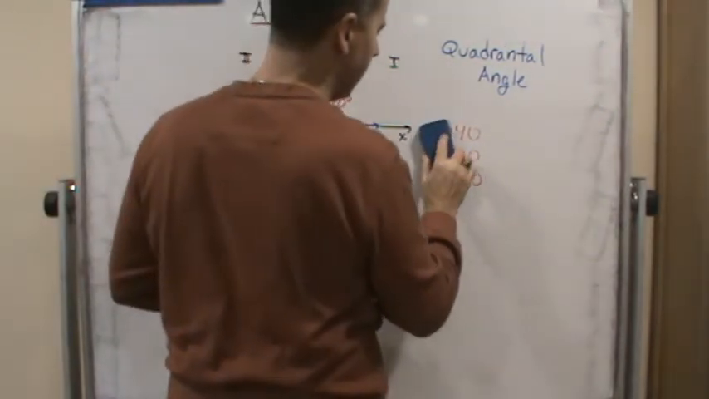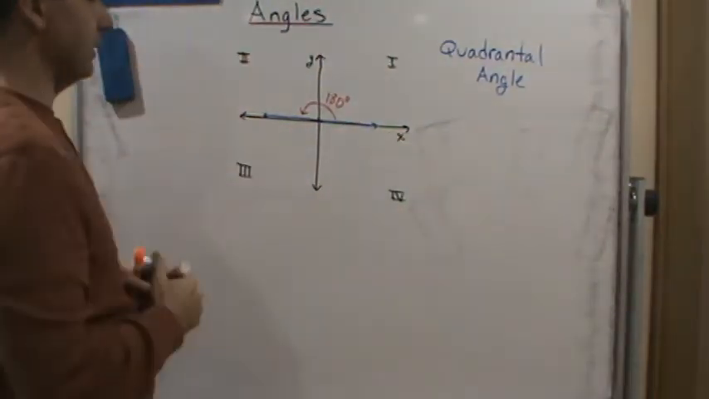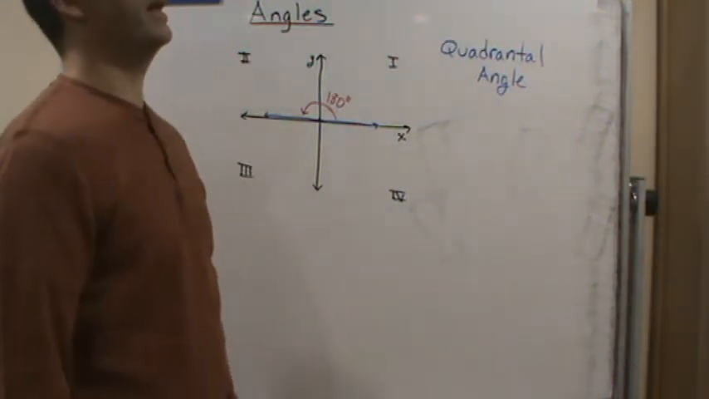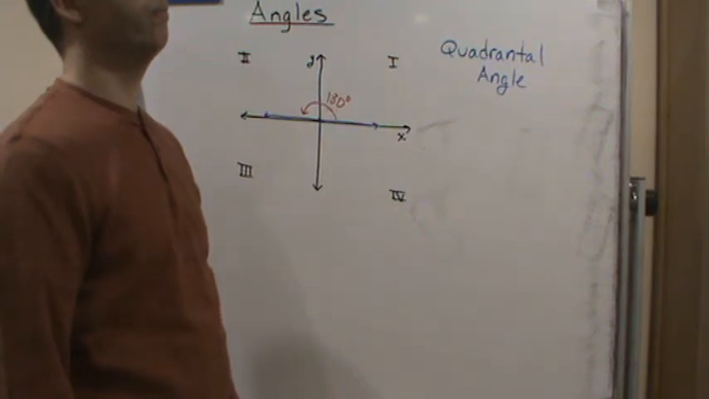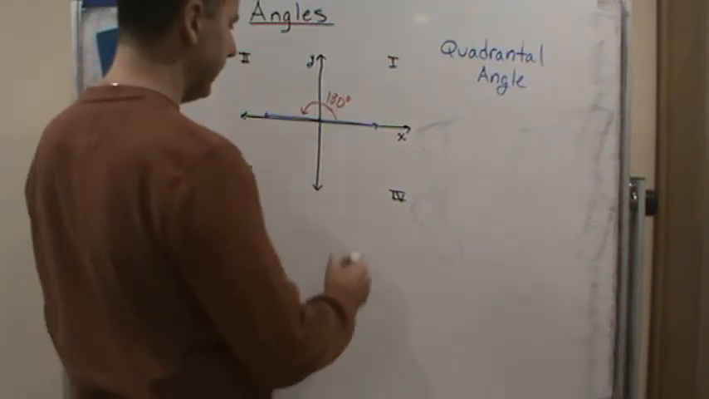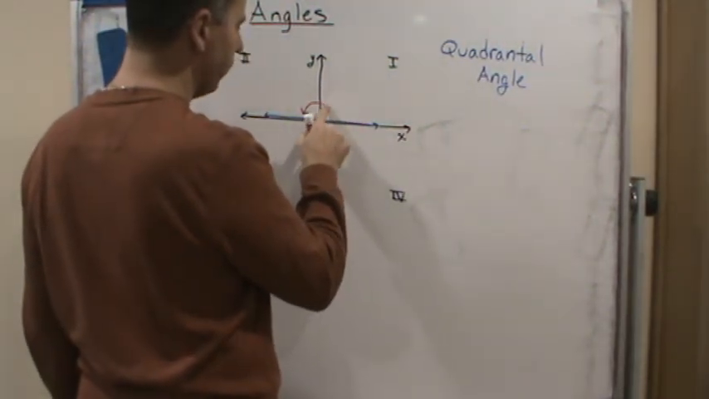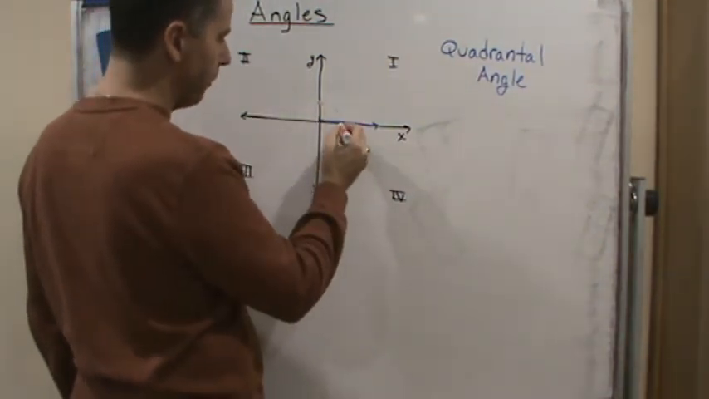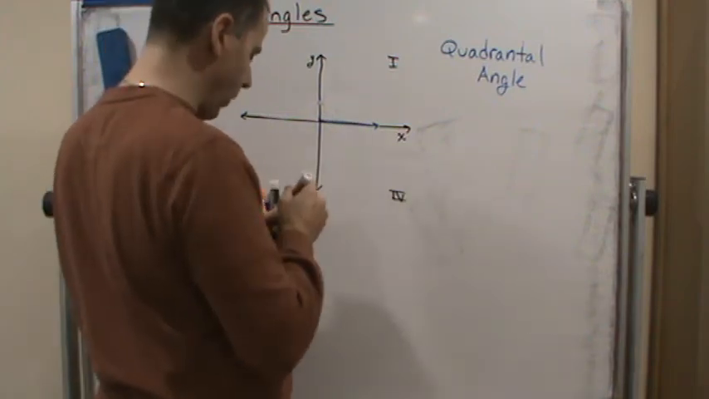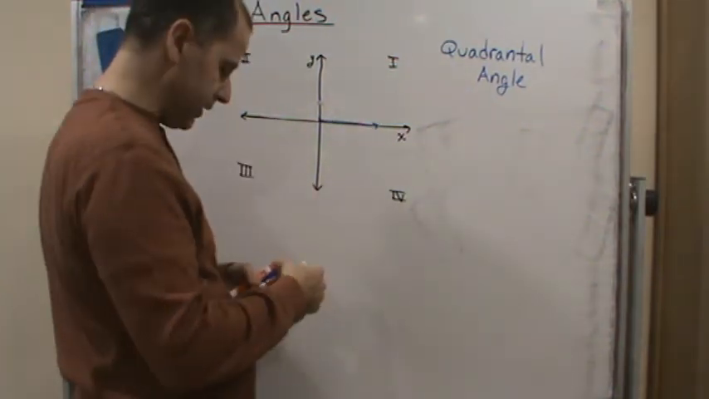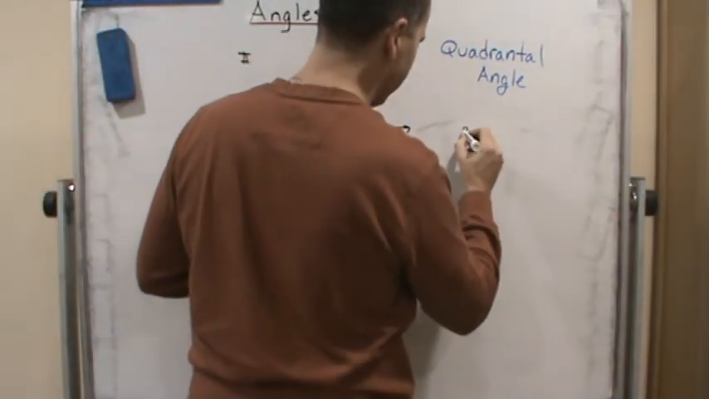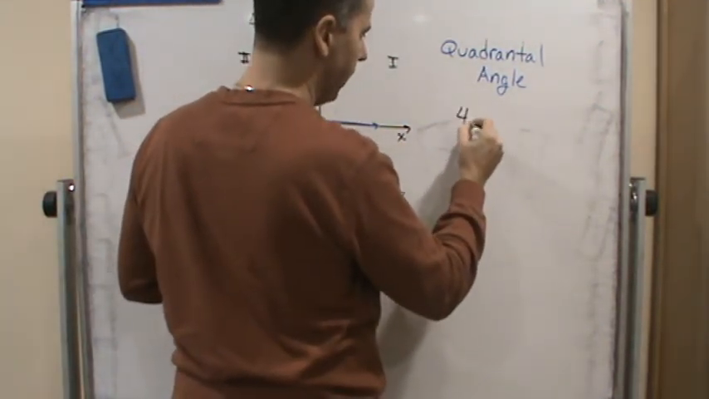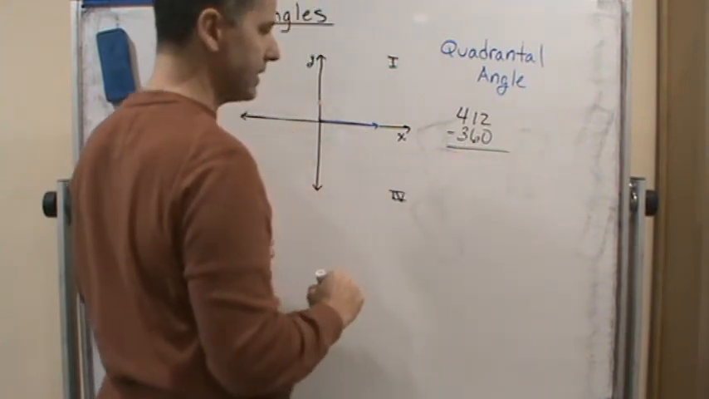Or let's do negative 412. Now if I go negative 412, I'm going this way: clockwise, negative 412 degrees. That's more than one circle, more than 360 degrees. So what I would do is take 412 degrees minus the 360, because negative 360 is all the way around clockwise.